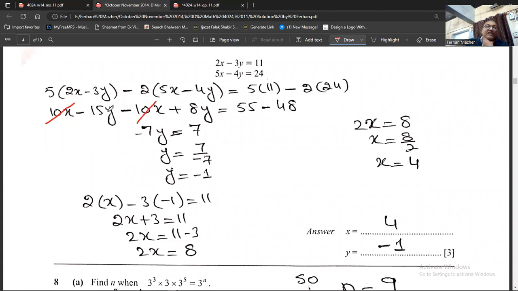So you will have minus 15y plus 8y. So that will be minus 7y equals 55 minus 48. That's 7. So y will be equal to 7 divided by minus 7. So y will be equal to minus 1.